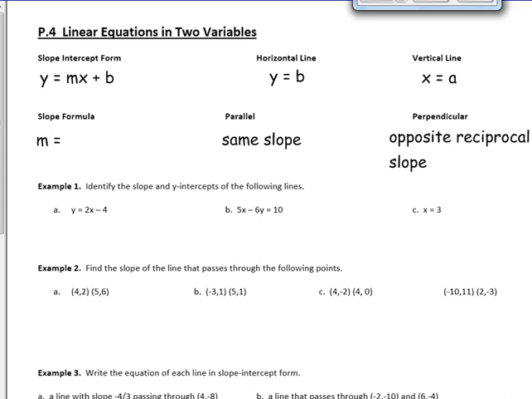Great, now let's take a look at P4, linear equations in two variables. This again is going to be some review from Algebra 1. So we're looking at all these different types of things.